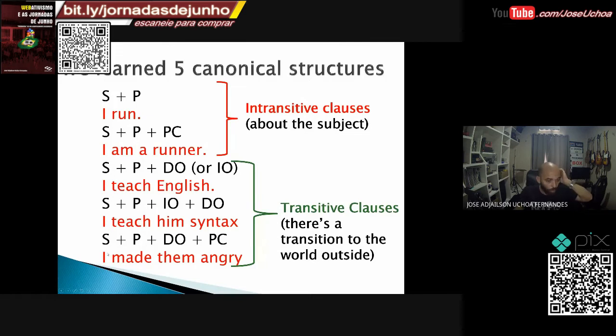And we also have the structure subject plus predicator. I made them angry. Them is the object because I act over them, and angry is the predicative complement describing them. Okay. Subject, predicate, and indirect object. Let me look for an example of this. Just a moment. Let me get a browser here.